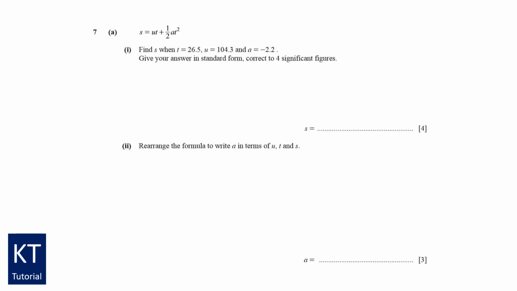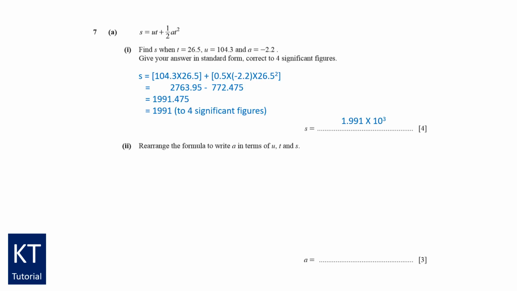Question 7a. From the given equation, find S when t equals 26.5, u equals 104.3, and a equals minus 2.2. Do just plug the numbers for each of the variables into the equation to arrive at the answer.